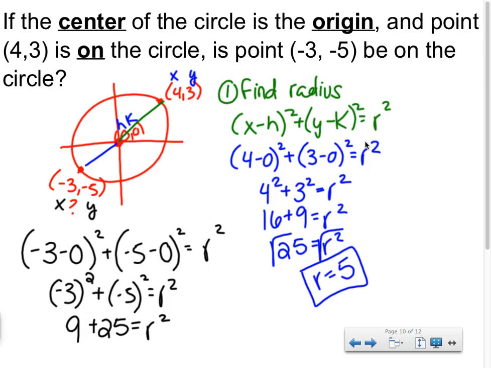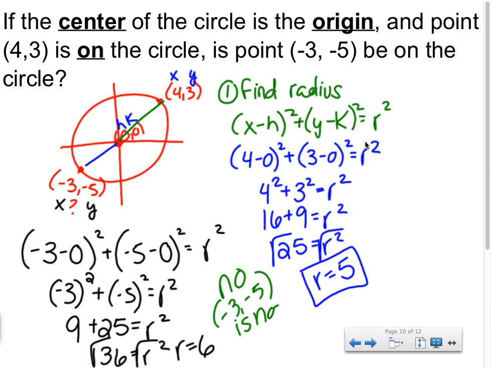Now I can already see my number is not going to be 5 because I already have 25 plus the number. But you would get 36 equals r squared, and when you square root, you would get a radius of a 6. Okay, so no, -3, -5 is not on the circle.